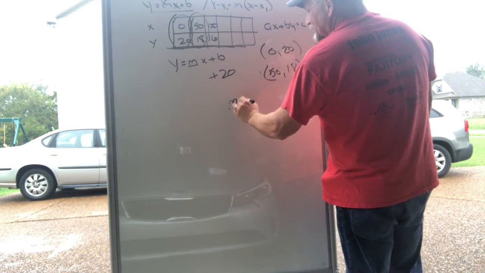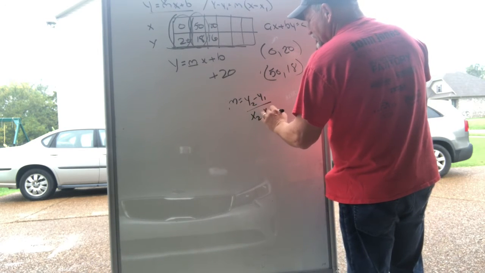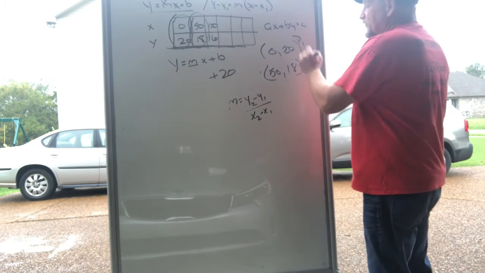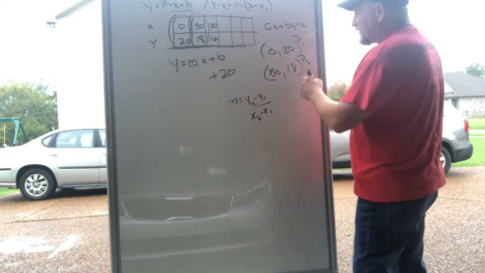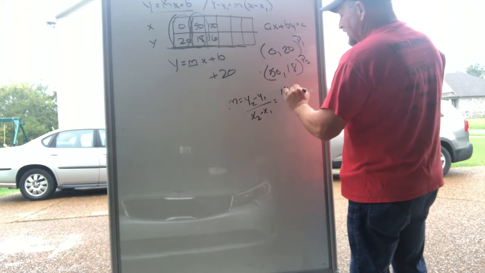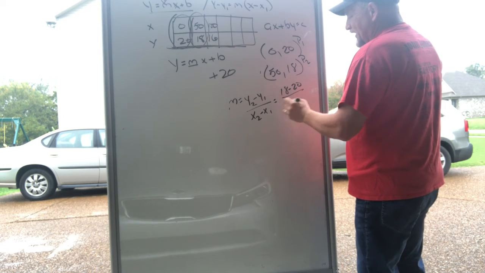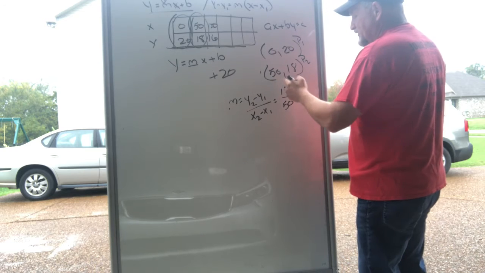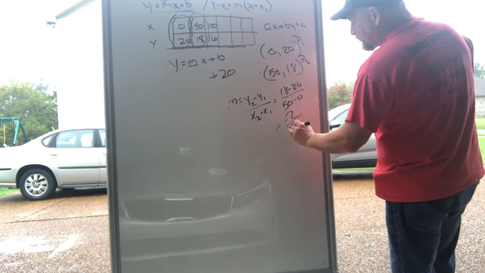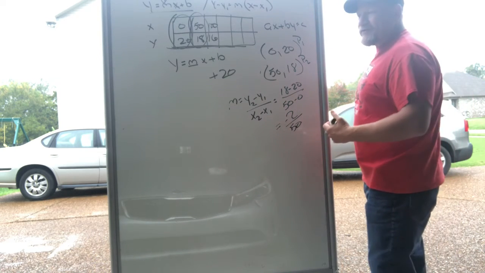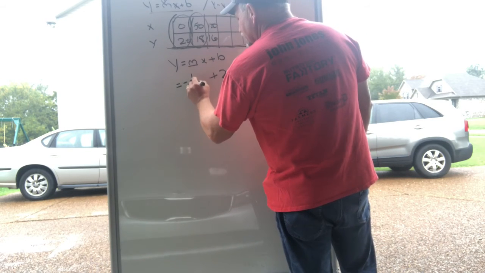I'm going to apply my slope formula, y sub 2 minus y sub 1 over x sub 2 minus x sub 1. I'm going to call this one point 1, and this one point 2, just to help me keep all my work organized. So I'm going to say 18 minus 20, the y value from point 2 take away the y value from point 1, and then the x value from point 2 take away the x value from point 1. That gives me negative 2 over positive 50. When we reduce that, we divide them both by 2, so that gives me negative 1 over 25.